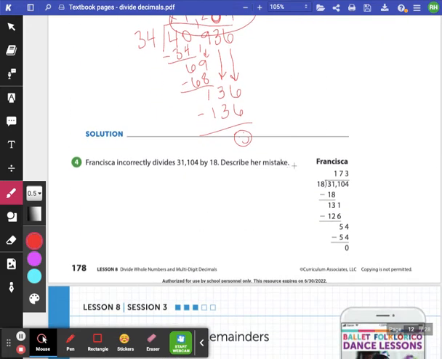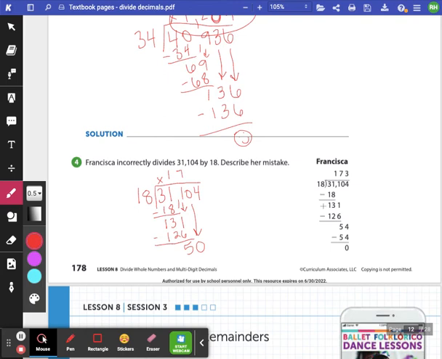Number 4, Francisca incorrectly divides. Describe her mistake. The easiest way I think to do this is just to do it yourself and then see where they messed up. So I know that 18 cannot go into 3. It can go into 31 1 time. 31 minus 18 would be 13 left. I'm going to bring down my 1. 18 can go into 131 7 times, which is 126. There would be 5 left over. I'm going to bring down my 0.